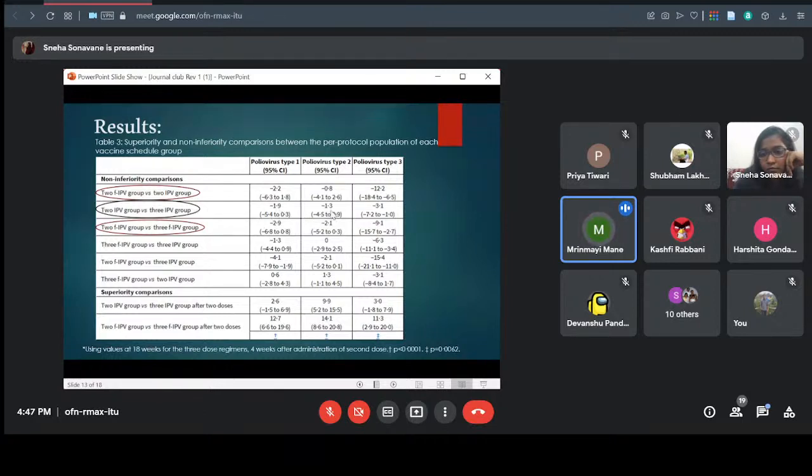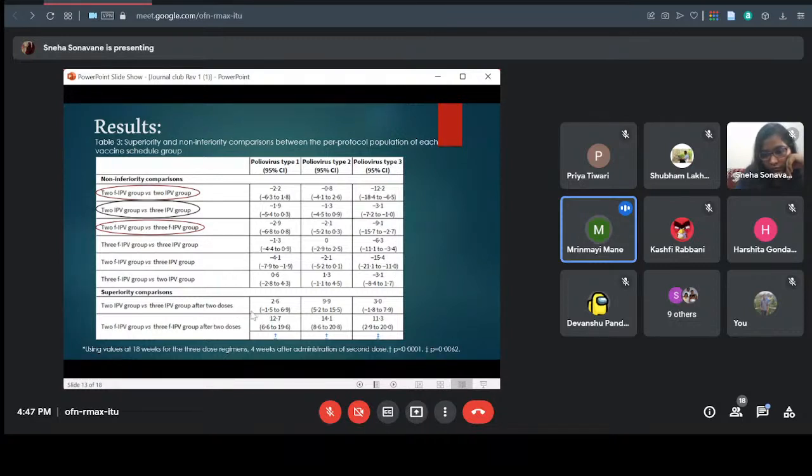But the 2 IPV group versus the 3 IPV group, which is marked with a black circle, showed non-inferiority for all 3 virus types. The rest of the non-inferiority comparisons were exploratory and they were not significant. Now moving on to superiority comparisons, when we compare the 2 IPV group with the 3 IPV group after 2 doses, which means all the infants were administered the same number of doses, that is two doses, the 2 IPV group showed greater seroconversion, or superiority.